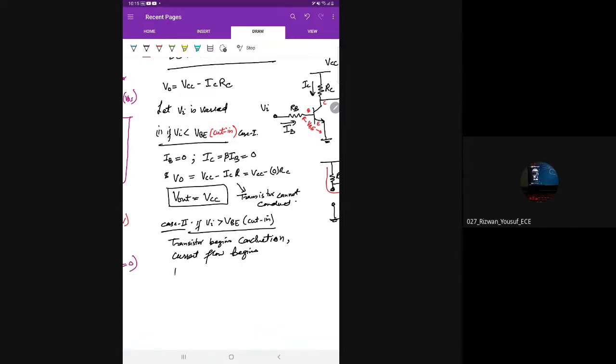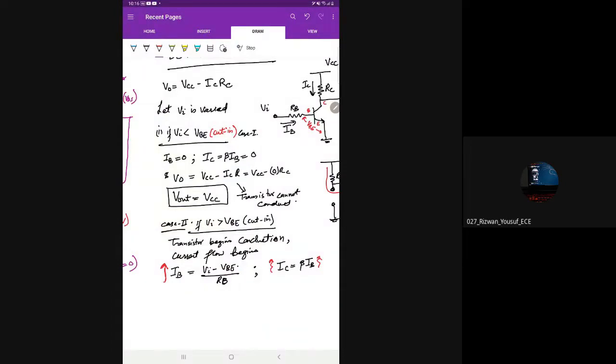If current will flow, we can say that base current will flow. What is base current equal to? It is V input minus VBE divided by RB, by applying KVL in the input loop. That is quite easy. And if this current goes on increasing, it will also increase IC because IC is equal to beta times IB. Since IB is increasing, IC will also increase.